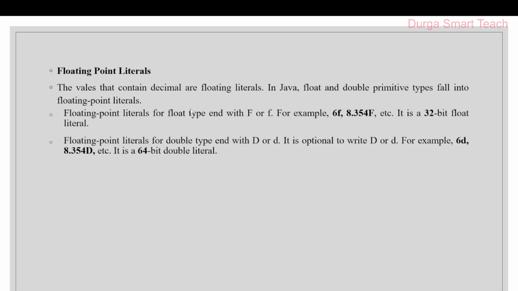Floating point is divided into two types. One is float and another one is double. The double data type is represented with D. The main difference between float and double is in terms of size. Float takes 4 bytes and double takes 8 bytes of memory.